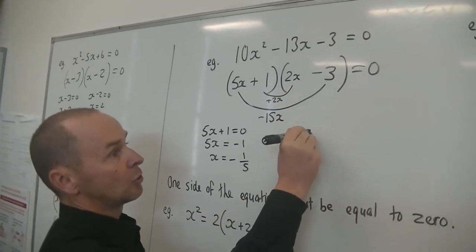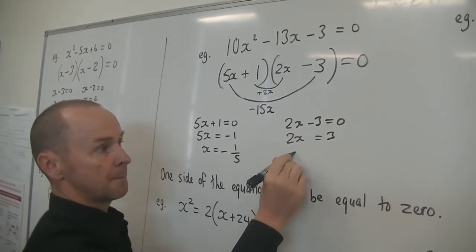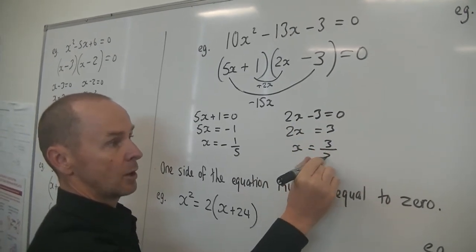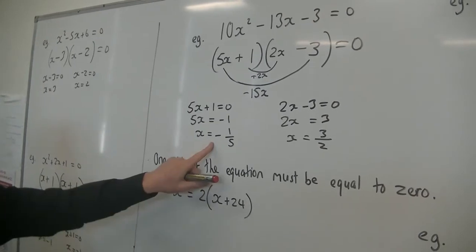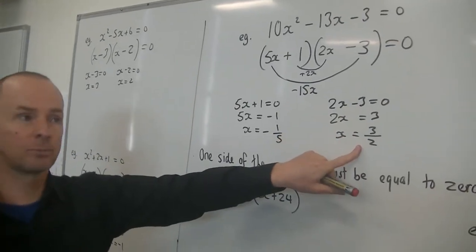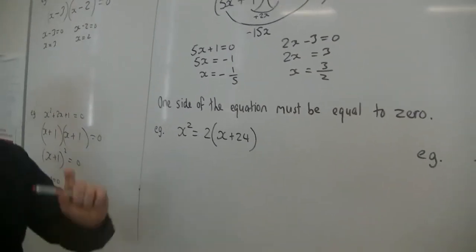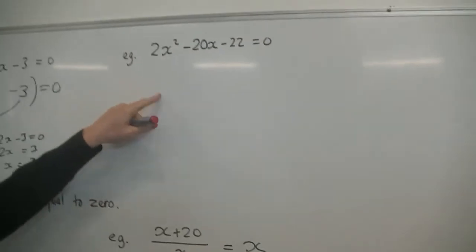Next one, 2x minus 3 equals 0. 2x equals positive 3. x equals 3 over 2. So there's two answers, negative a fifth and 3 over 2. I'd leave it as a fraction form, don't change it to 1.5, but that's okay. Good job. One more over here before we go on.